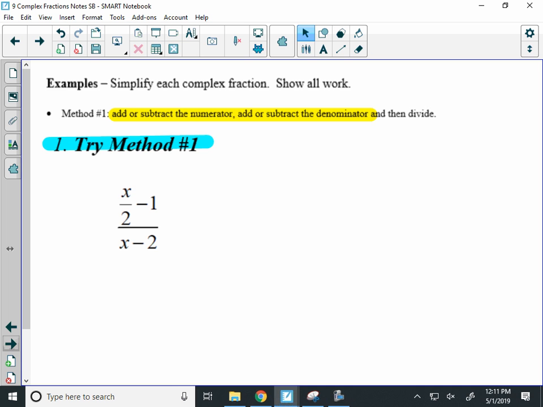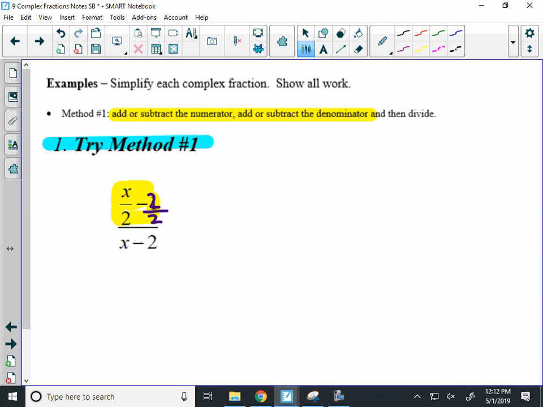Method one says you're going to add or subtract the numerator, add or subtract the denominator, and then simplify the fraction. So that means, first, if I look at number one here, x over 2 minus 1, I want to find a common denominator for the numerator. Right? I want to simplify the numerator first. What will the common denominator be? 2. So if I have x over 2 minus 1, if I subtract 1, what will that fraction actually be? Minus 2 over 2, right? That's minus 1. So we found a common denominator.